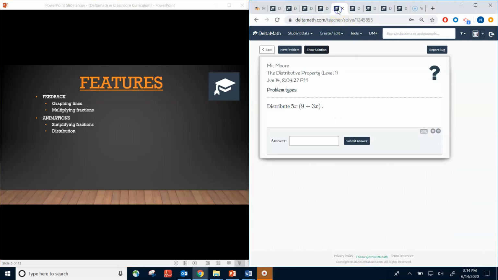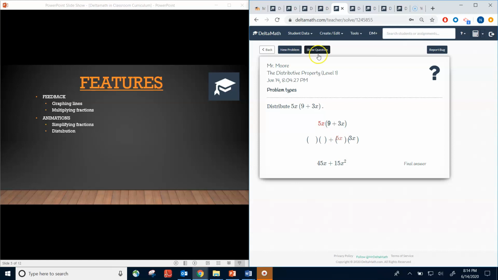Distribution. So for instance, I have to distribute 5x into 9 plus 3x. Well, let's say I just want it to show me the solution instead. What it's going to do is show me an animation of it combining it. 5 times 9 and 5x times 3x, and kind of groups them for me, and will show the combination of these two. So if we want to, it'll show us the final answer, and it'll continue to show this process so that students can get a visual representation of how this works.